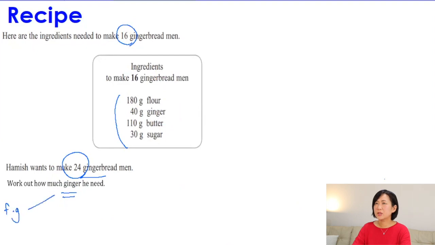Now let's think about our ratio. Number of gingerbread men to ginger. As you can see, for the 16 gingerbread men, you need 40 grams of ginger. This is a missing part question, right? But let's simplify our ratio first. It's 4 to 10, 2 to 5. So the ratio of gingerbread men to ginger is 2 to 5.